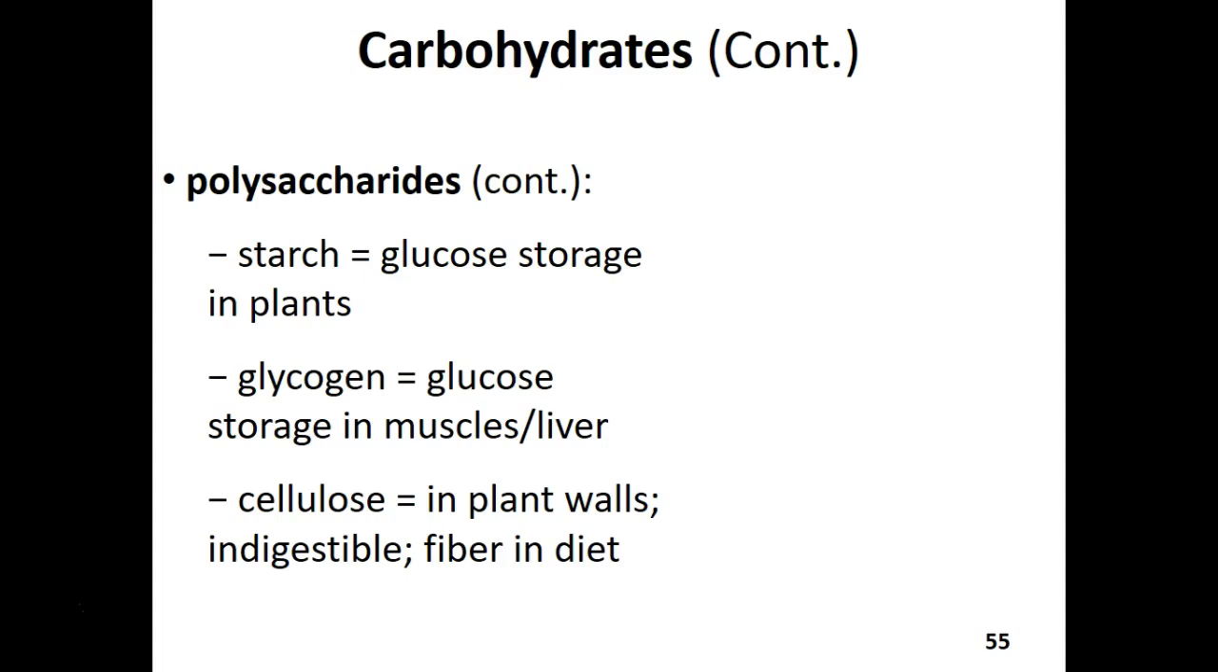We also have another type of polysaccharide that we use in our diets, and it's called cellulose. This is a carbohydrate that we cannot break down. Our bodies can't break down cellulose, so we use this cellulose as the fiber in our diets.